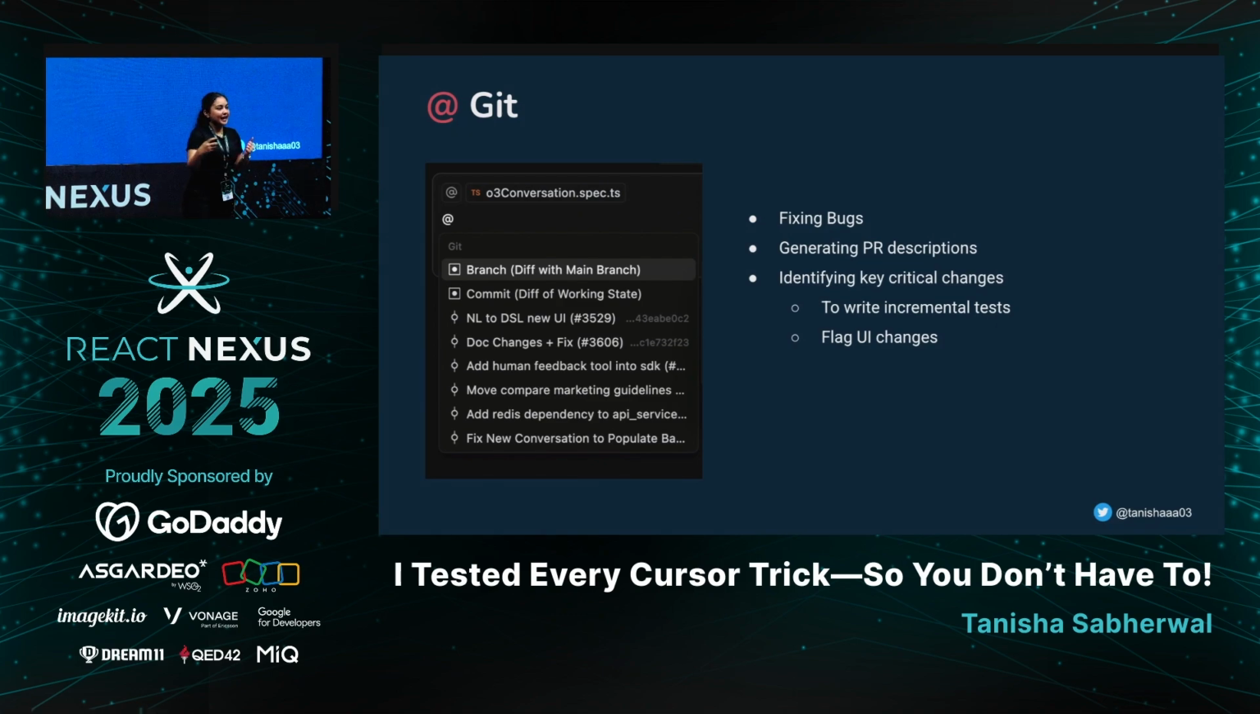So you can just give it an add diff and it does a very good job at generating PR descriptions for you, identifying key critical changes. Now again, you can use this diff to write any incremental steps. So any major enhancements you've done in how a component behaves, you can just add and attach the test file that you want to write the test for, cover these corner cases that you just added in this diff, or maybe flag any critical UI changes that happened.